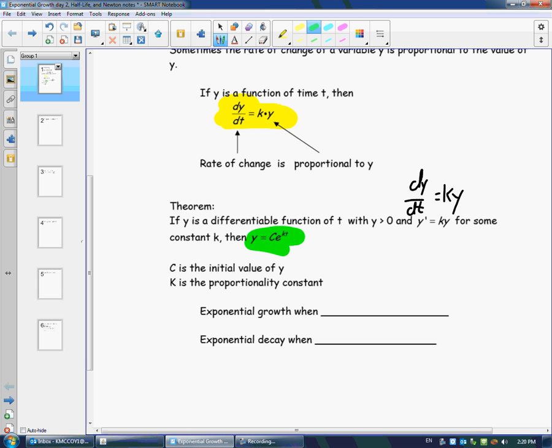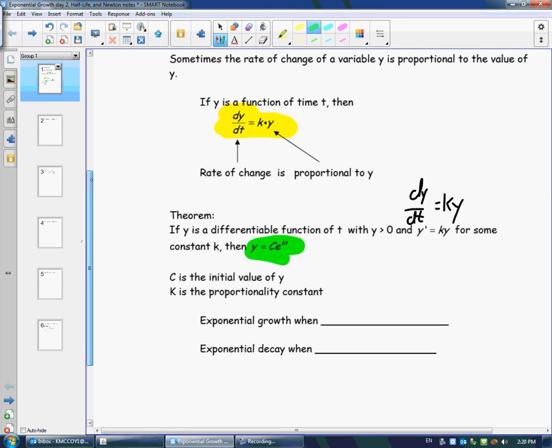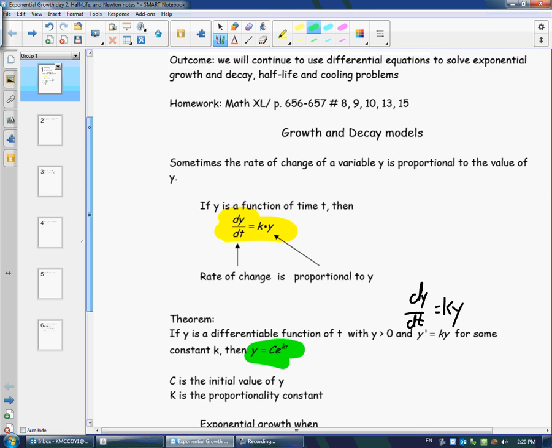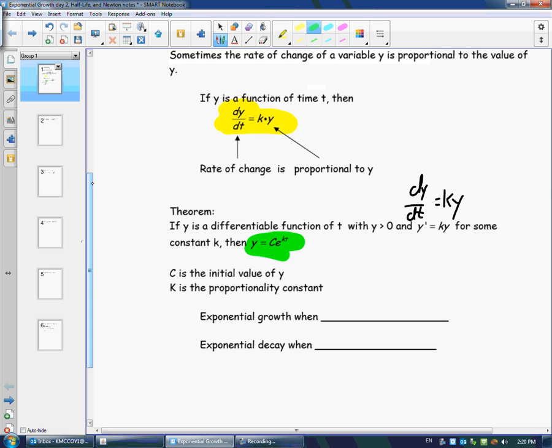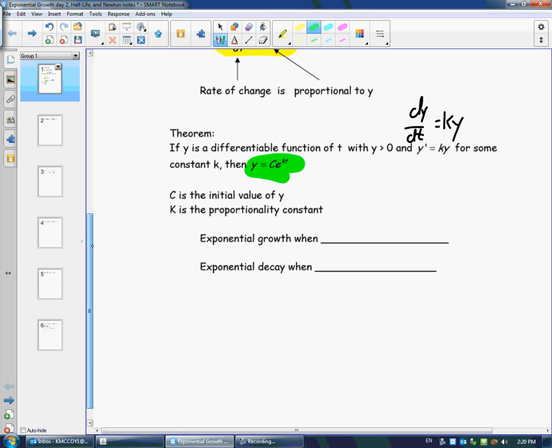So if it says that what we have is a normal growth rate, it's always going to give us this y equals ce to the kt. C is always going to be the initial value, so it's your starting point, whatever the initial population, bacteria, amount of money, stuff like that. K is going to be your constant of proportionality, t is your time.